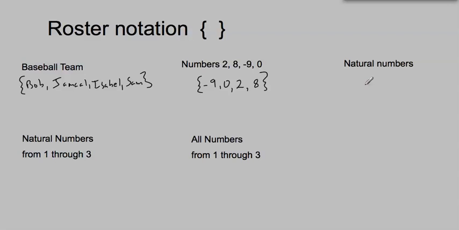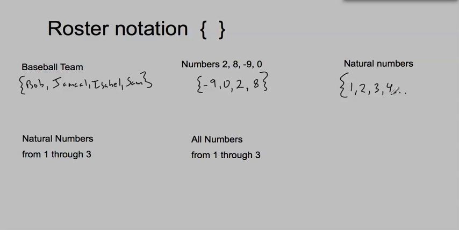Well, let's talk about natural numbers now. Is there a way that I could write all the natural numbers in roster notation? The first thing we need to ask ourselves is, how many natural numbers are there? There's an infinite number. And if you think back to the previous lesson, the natural numbers, or counting numbers, are the first ones we learn. It starts with 1, and then 2, 3, 4, and goes on forever.